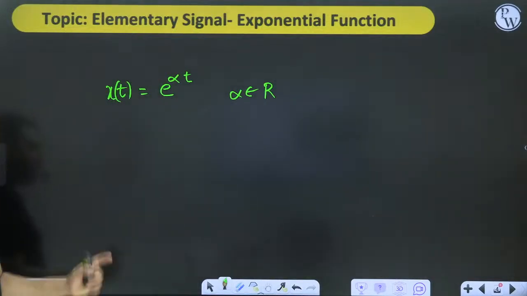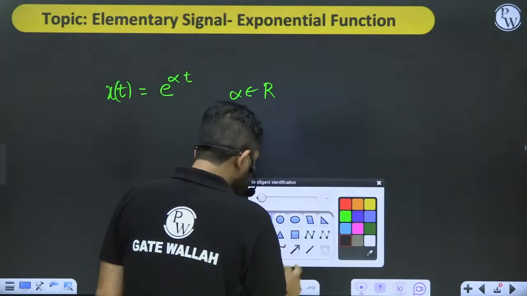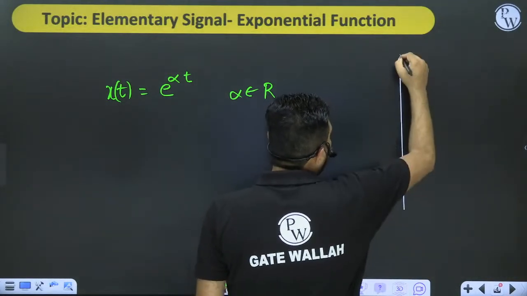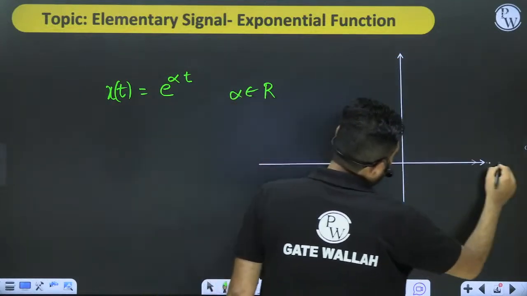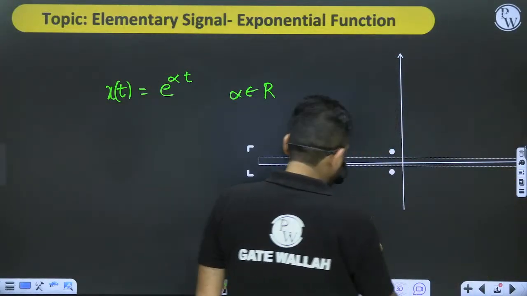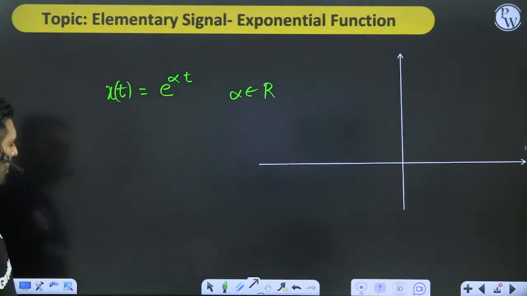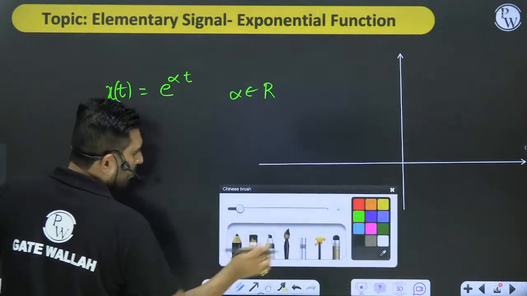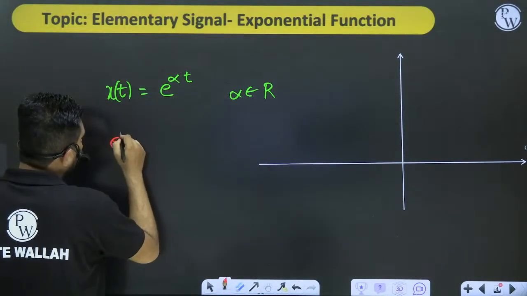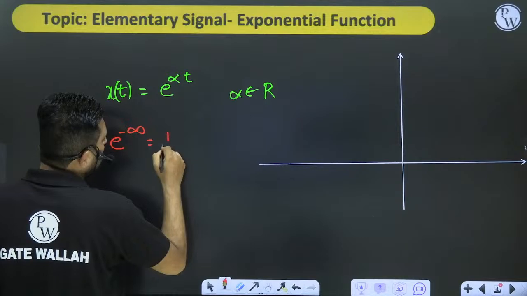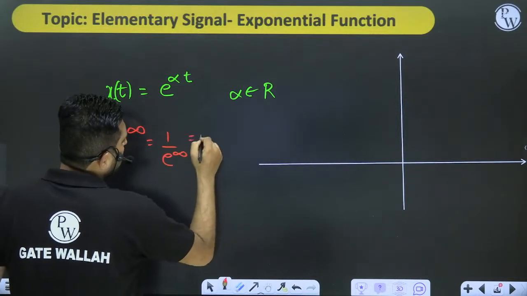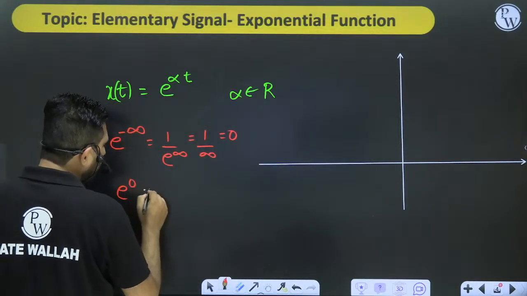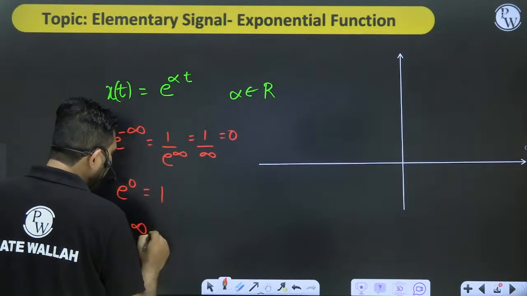If you plot this function with respect to t, then what will you get? Listen carefully. See here, you know that e to the power minus infinity is 1 by e to the power infinity, which is 1 by infinity, and hence it is 0. E to the power 0 is 1, and e to the power infinity is infinity.